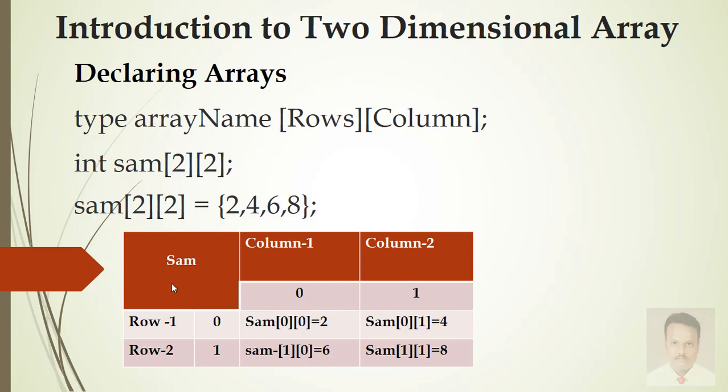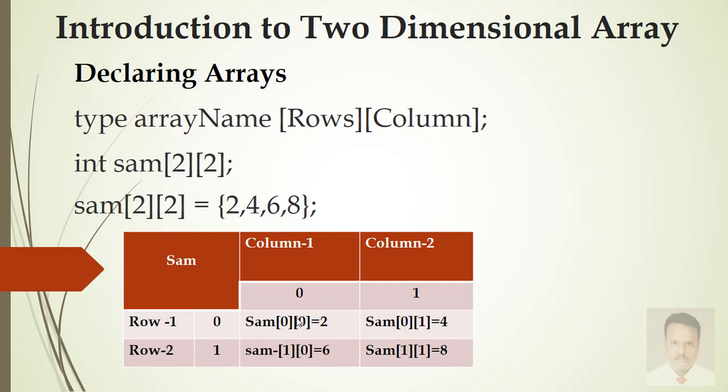Let me check. The array name is Sam. We have 2 rows and 2 columns. There are column 1 and column 2, that is 0, 1, and row 1 and row 2, 0, 1. So why are we using 0 instead of 1? Yes, good. Array index always starts with 0. That's why we are using 0, 1.